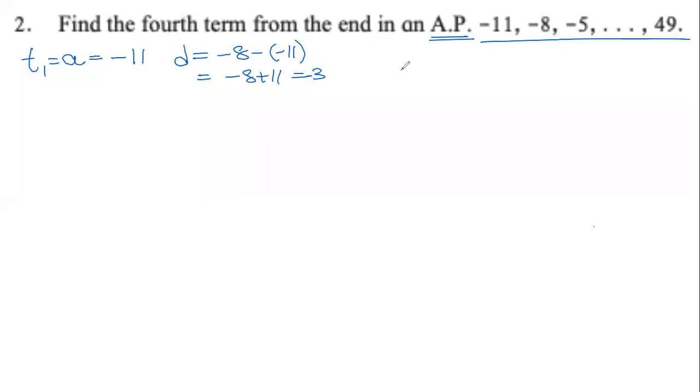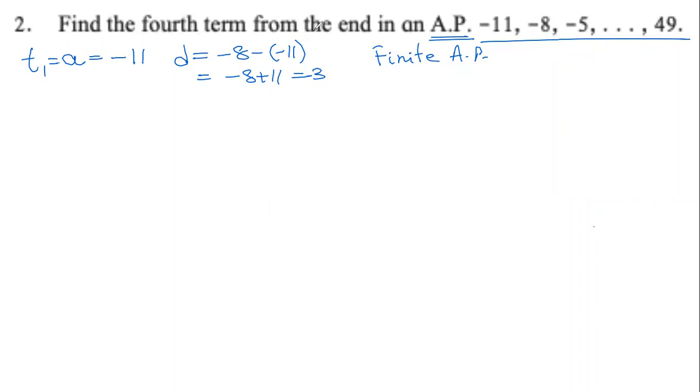What type of AP it is? Very good. In the chat, Khadija and Prachi. It's a finite AP. Finite AP because it is ending. The first term is minus 11 and the last term is 49. There are no 3 dots after 49. And this is the final term. And so now the question makes sense.